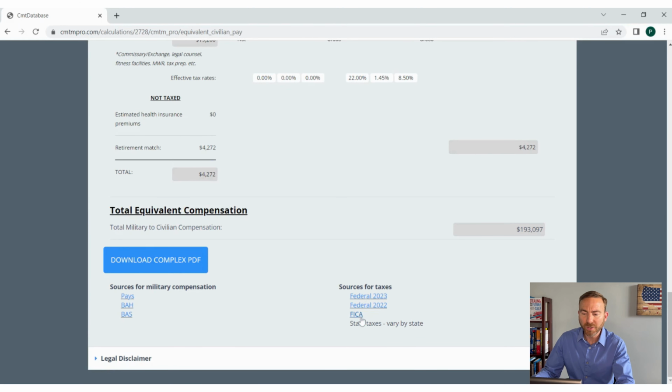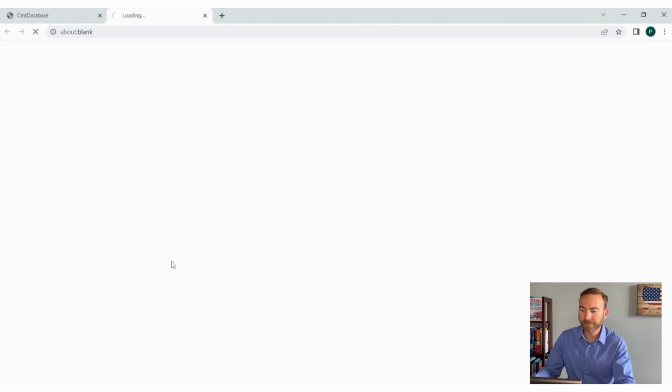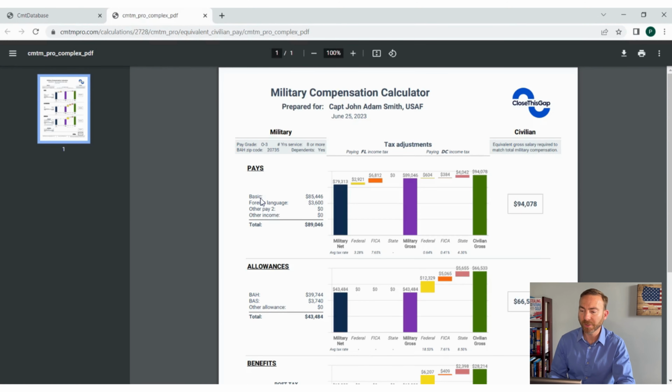So now let's go into the complex PDF. See how that differs from the simple PDF. It's the same layout as a simple PDF, only you'll see that there's more columns in those charts. So the charts in the middle got a little bit wider to account for the extra columns showing the military gross to military net pays, allowances and benefits, and the income tax implications.